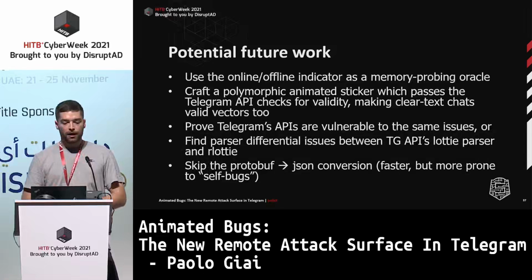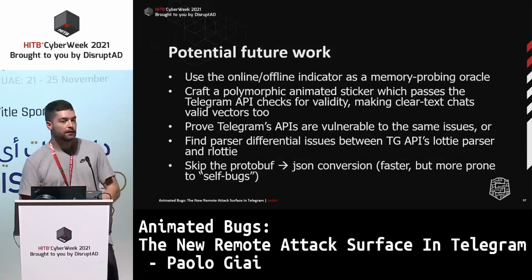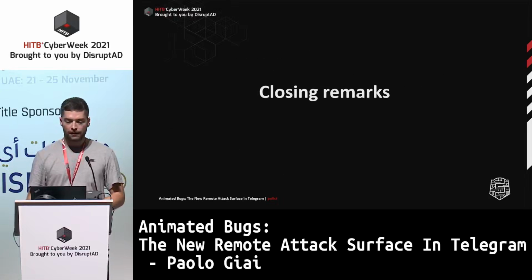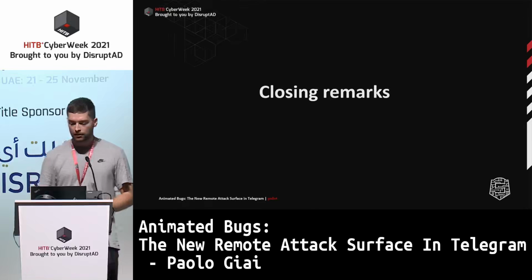Another thing to mention here is that I added the proof that the Telegram APIs are vulnerable too, because at this time the Telegram server code is closed source, so we can't really just have a look at the code like for the clients. So let's move to the closing remarks for this presentation.